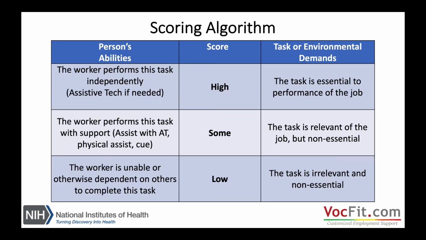If you're being asked to evaluate a job, we'd ask you to look at this right column. We would say that a task has a high demand if it is essential to performing the job. You really can't remove that task and still say they're completing the job. We would say there is a low demand if the task is irrelevant and non-essential. For example, working outside in the cold if you are in Florida. And I know it gets cold in Florida, but not like it does in Indiana or Ohio.